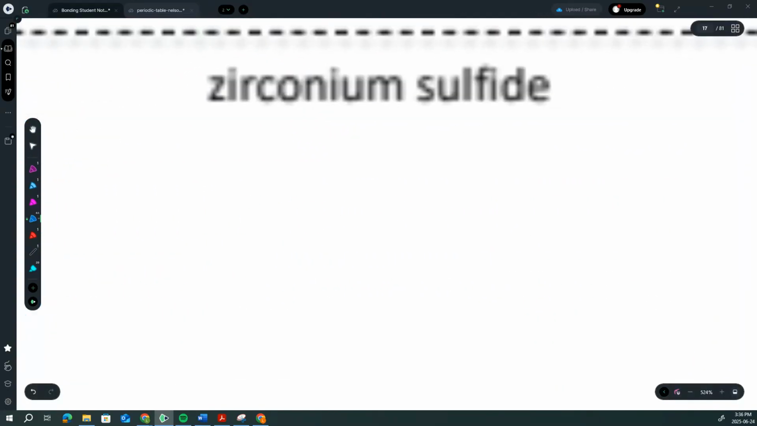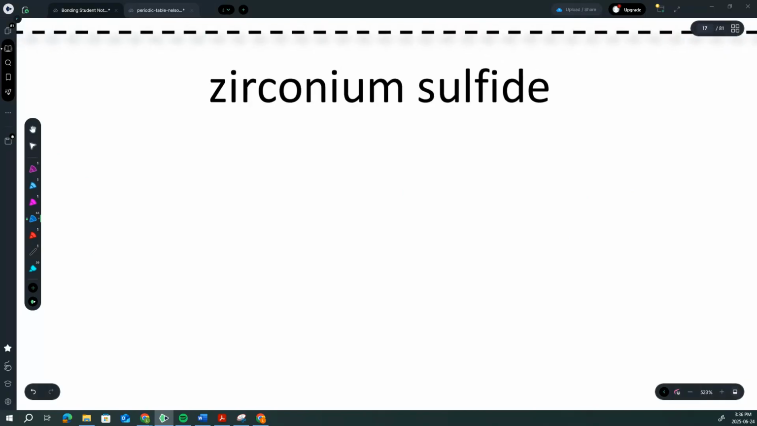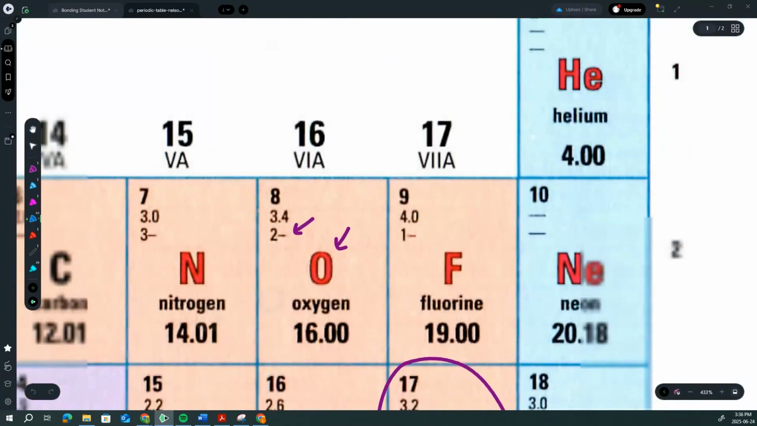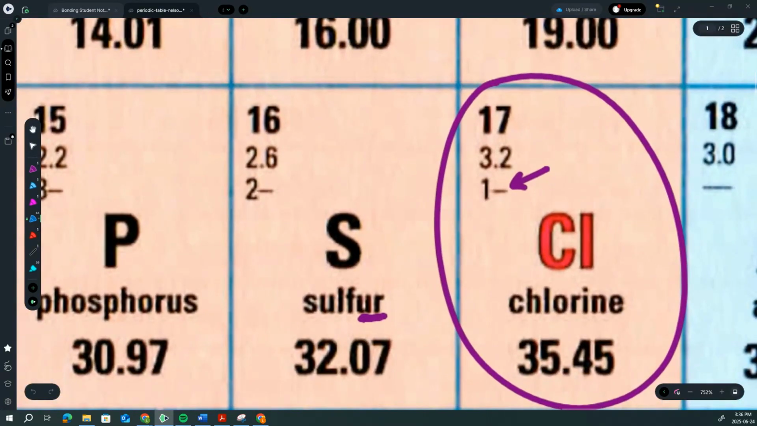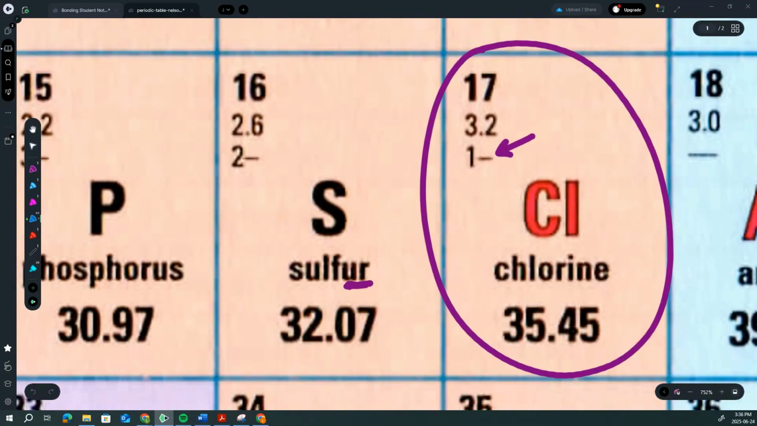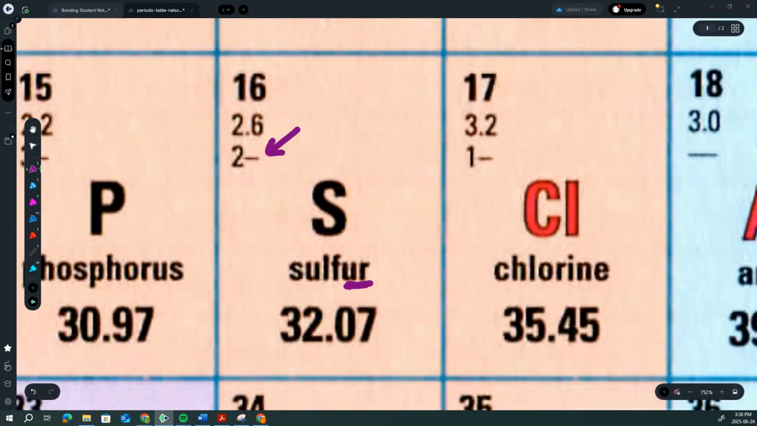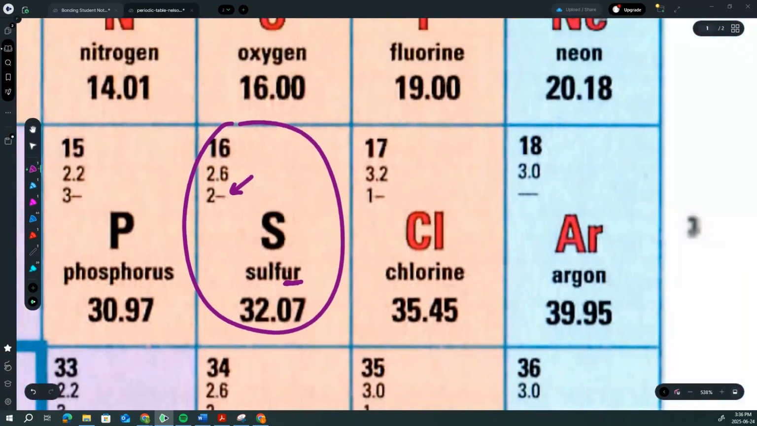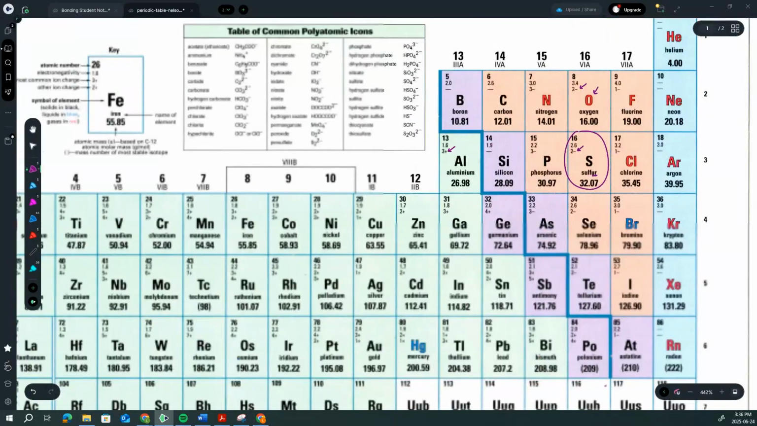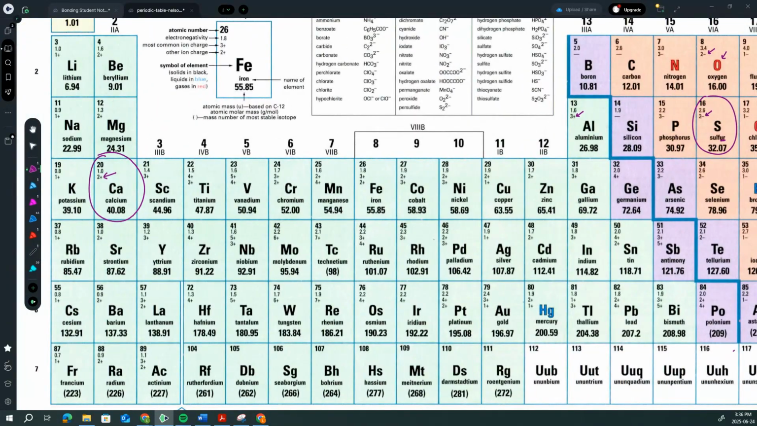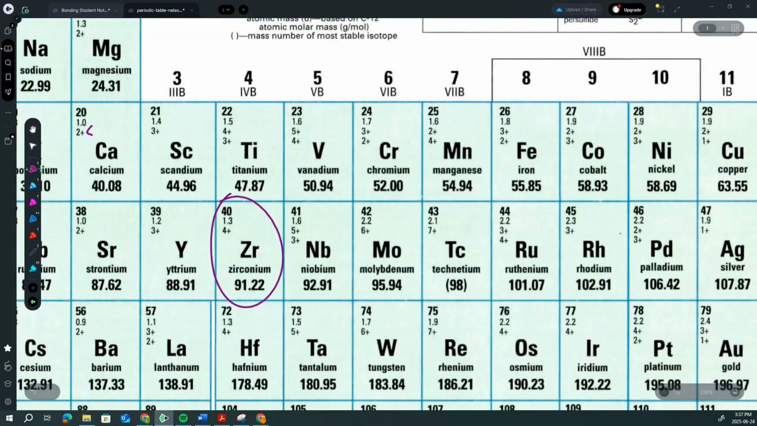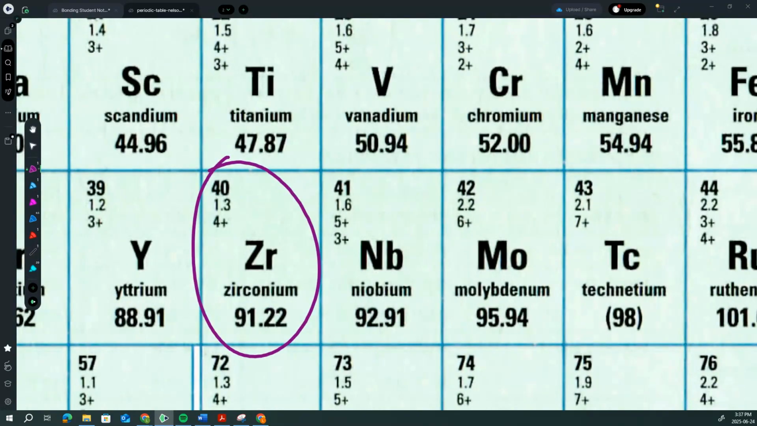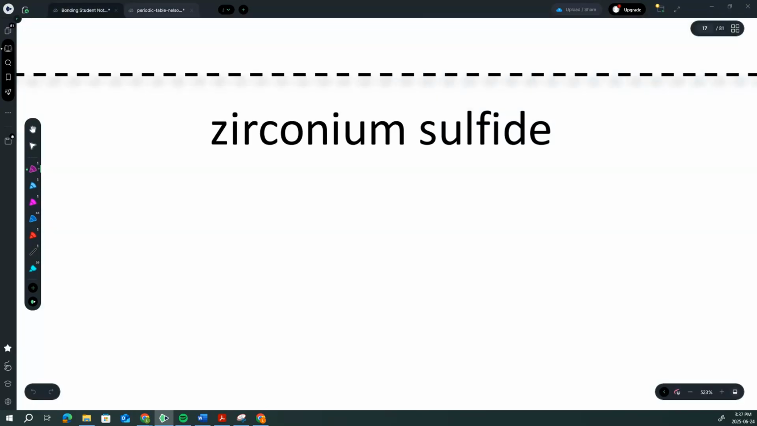Okay, last one. Zirconium sulfide. So, looking at my periodic table, well, sulfide, I know that's just the ion form of sulfur, and sulfur likes to have a -2 charge. Okay, and the symbol for sulfur is S. Now let's look for zirconium. So zirconium, that's going to be right here, and its symbol is Zr, and it likes to have a 4+ charge. So let's write that out.